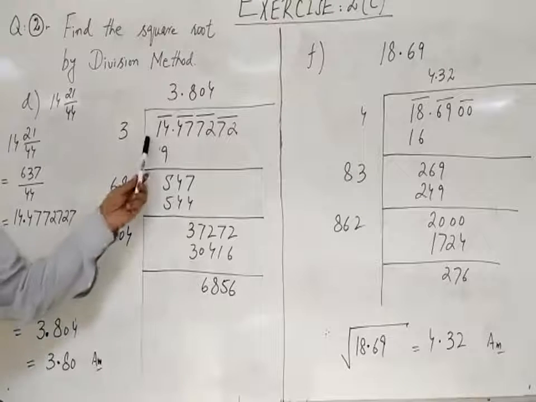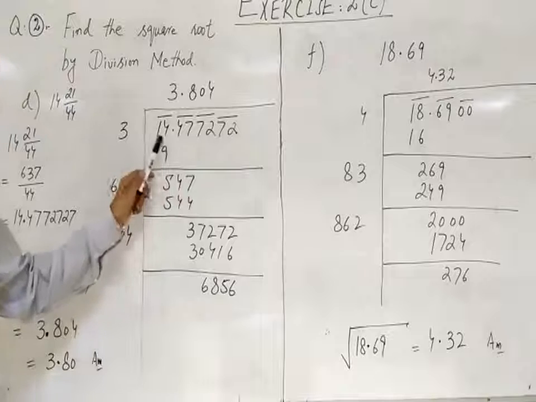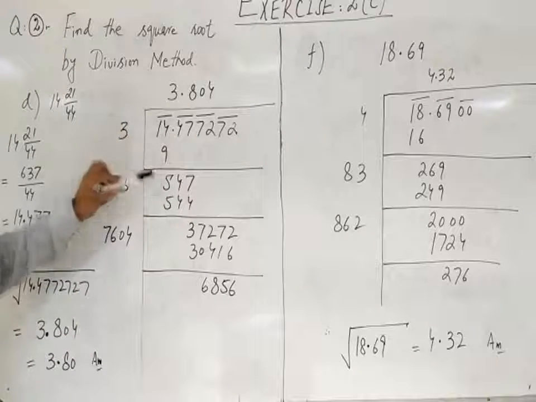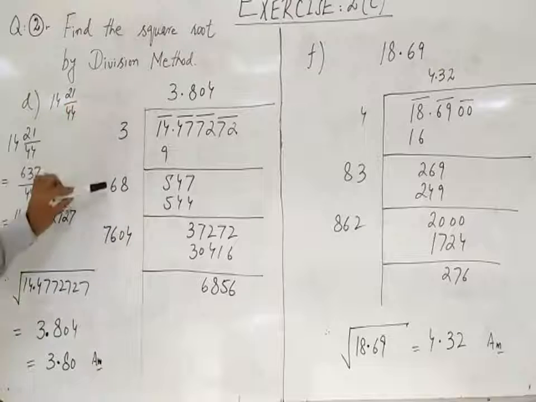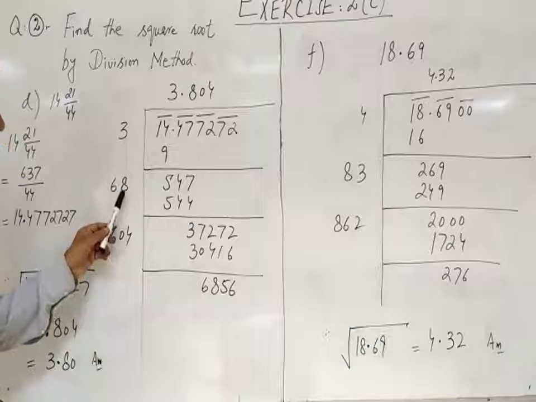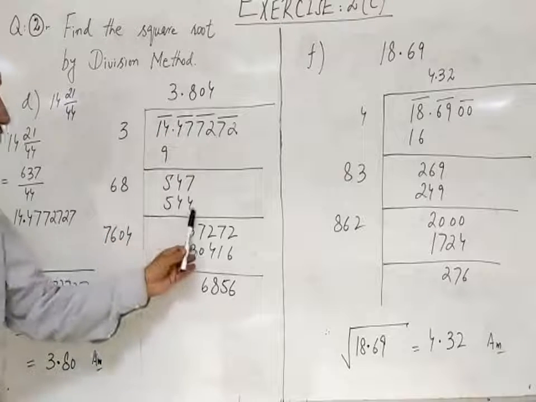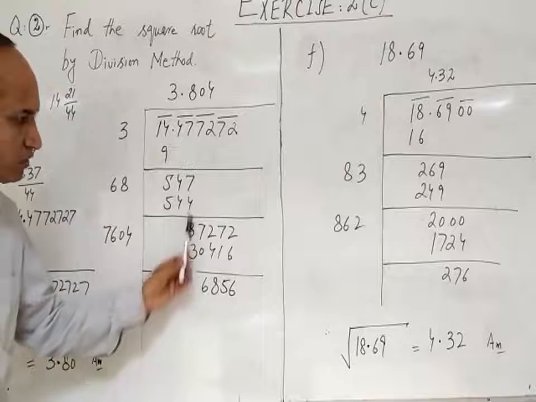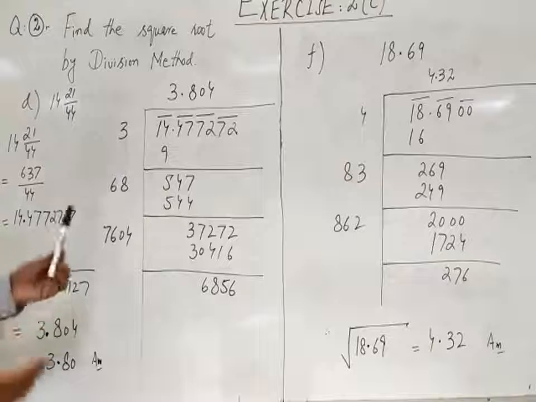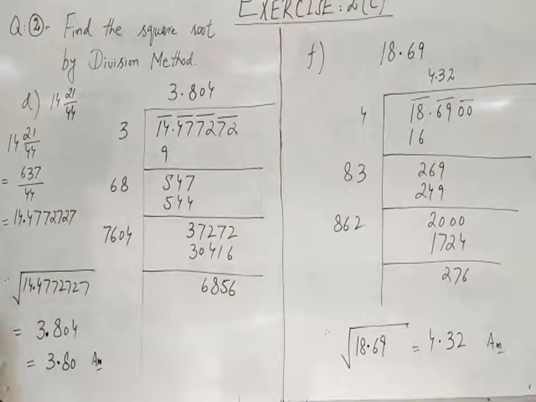So let's start. We have the number, we make the pairs from the right side, we get this 14 over here. So 3 into 3, 9. When we subtract, we get 5. 3 plus 3, 6. And next, we place 8 over here and 8 here. 68 into 8, we get 544. And then we have 3 over here. Next number is 72. Again, 68 plus 8, we get 76.